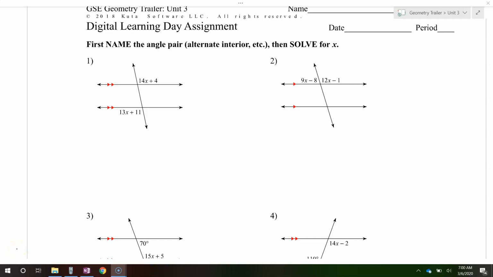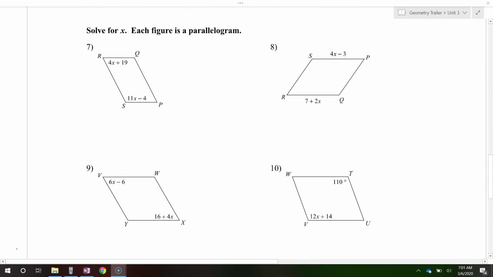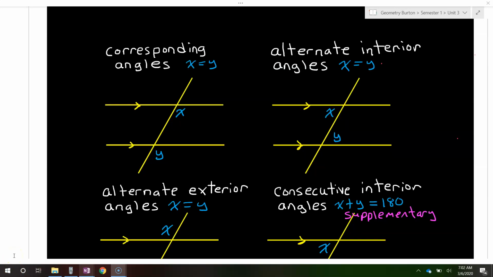In this video, I will show you how to use the properties of special angle pairs like alternate interior angles and linear pairs, etc., to find unknowns. And we will also be using the properties of parallelograms to find unknowns. First, let's run through the special angle pairs real quick.